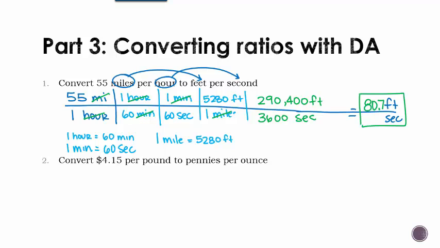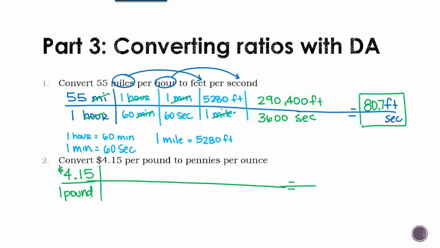$4.15 per pound to pennies per ounce. So we start with what we know. $4.15 per pound means we have 1 pound. And we eventually want to end up with pennies per ounce. So we got two things to convert again. Dollars to pennies and pounds to ounces. So everyone should know that $1 is the same thing as 100 pennies. So let's do that one first.